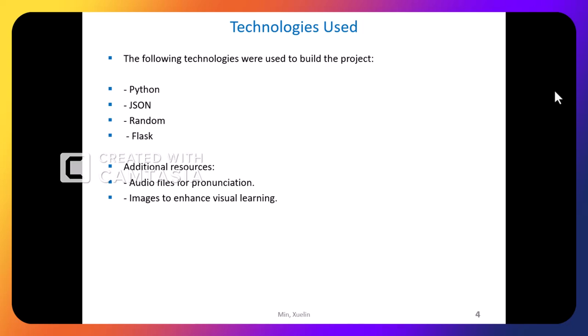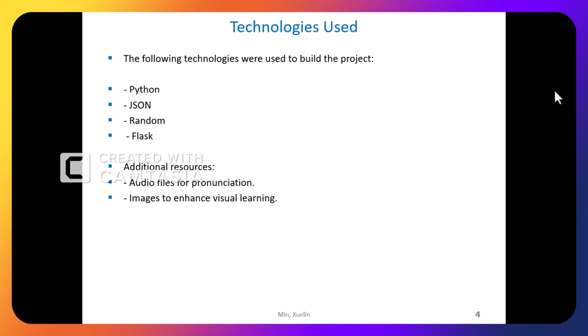So why choose JSON? It is simple, human readable, and widely supported. Data is well organized hierarchically, making it easy to access categories and words programmatically. It integrates seamlessly with Python's JSON library for reading and writing data.